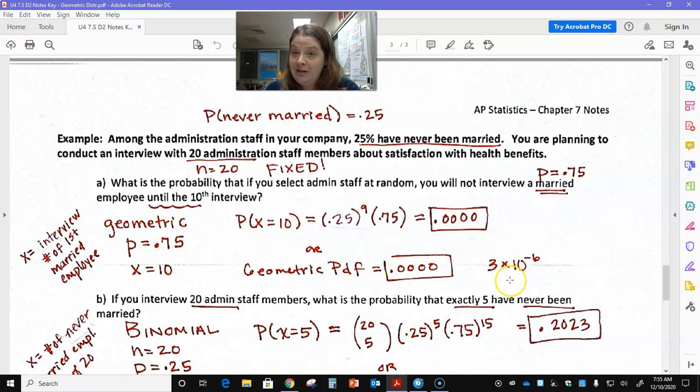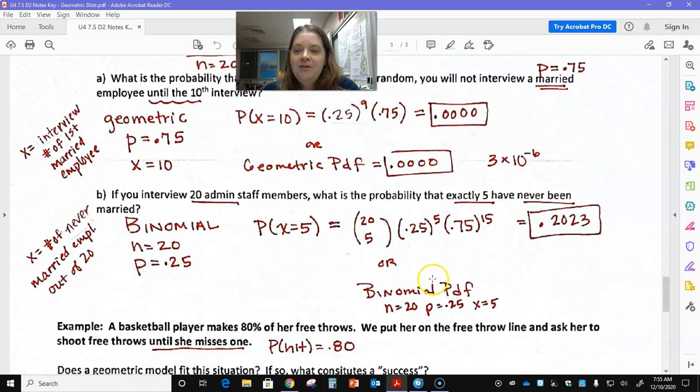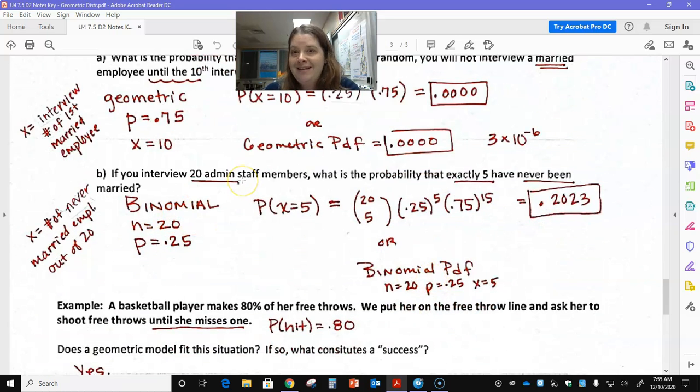Either way, you end up with 3 to the negative 6, which to 4 decimal places, 5 decimal places even, is basically 0. Okay, now it says if you interview 20 admin staff members, so there's that fixed number of trials again, what's the probability that exactly 5 have never been married? In this case, we're going to use a binomial distribution because there is a fixed number of trials, N is 20.